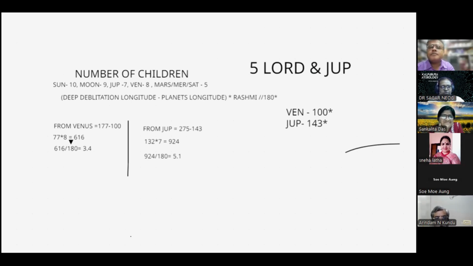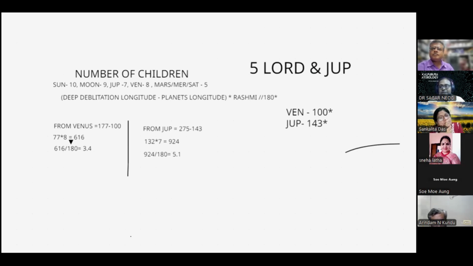So from Jupiter it is 5.1 and from Venus it is 3.4, right? So the number of children will be more than these two. So what is the more one? Jupiter, and it is 5. Whenever there is a fraction, we have to take only the complete part. So the native will have 5 children. But we have not considered here where they are placed. We have to see that.